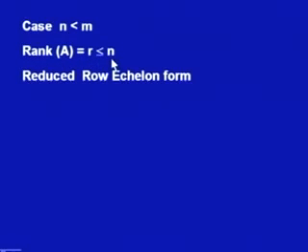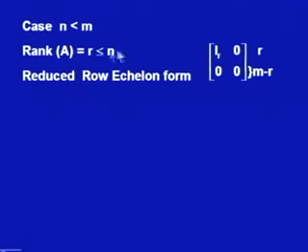Now, if we have such a system, then we can reduce the augmented matrix in this form. This is the reduced row echelon form, in which the rank is r. So, we will be having I_r here, the identity matrix, and the rest of the rows will be 0. Since we have rank r, then m minus r rows will be 0.